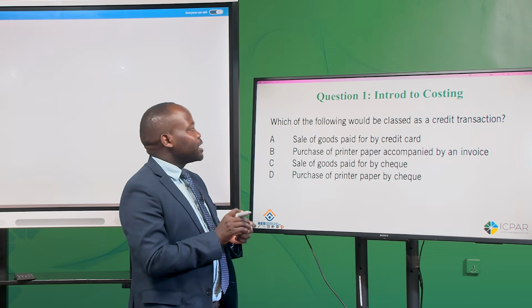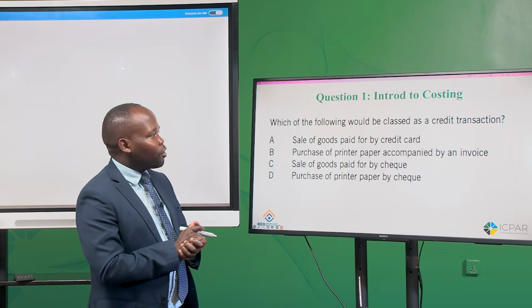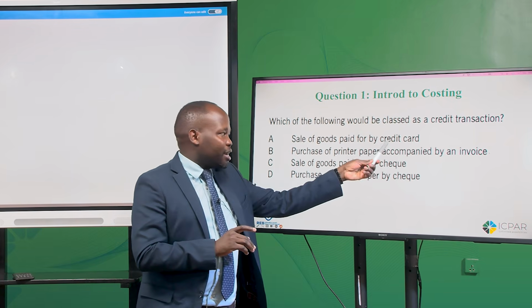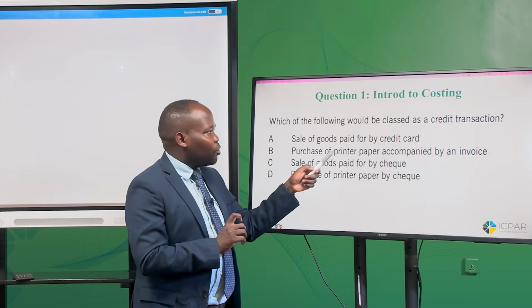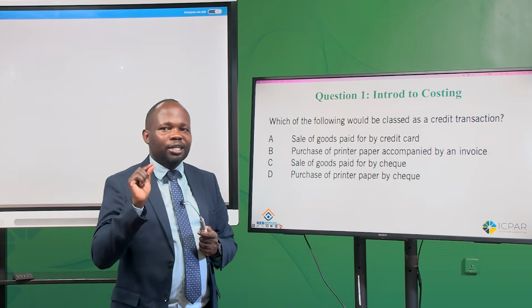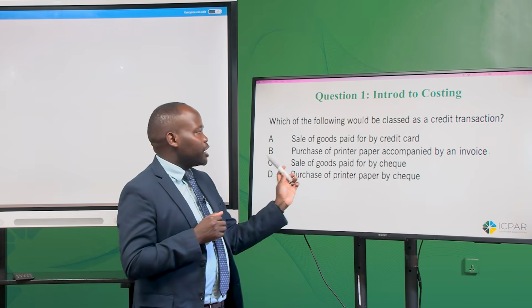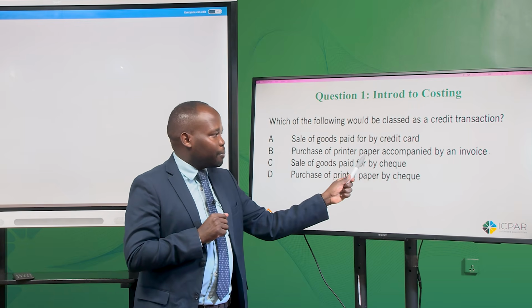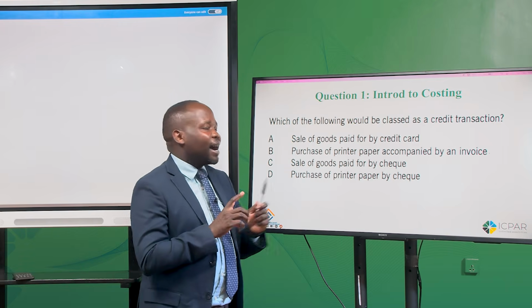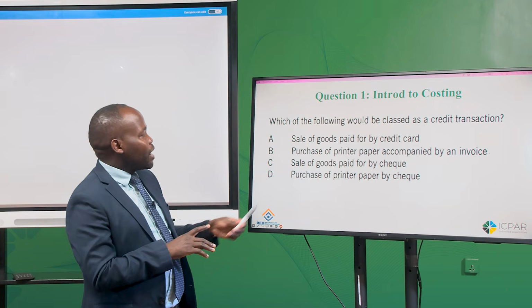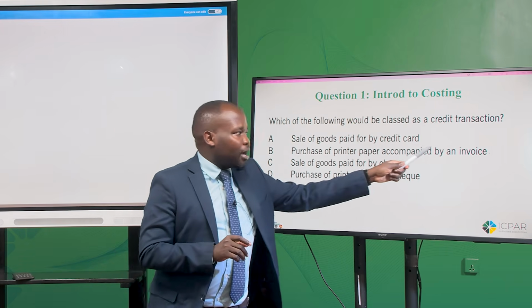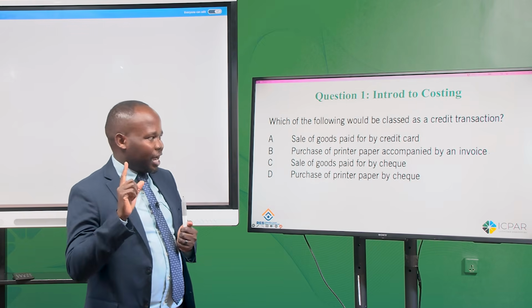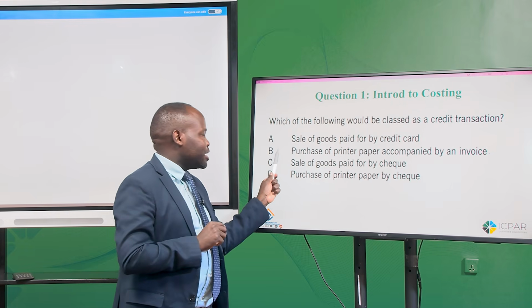Option A, sale of goods paid for by credit card. Whether payment is by credit card or cash or check, that is a cash transaction. So that's not a credit transaction. Number 2, purchase of printer paper accompanied by an invoice. So we are making purchases, but it's accompanied by an invoice, which means the payment will be at a future date. So the right answer is B.